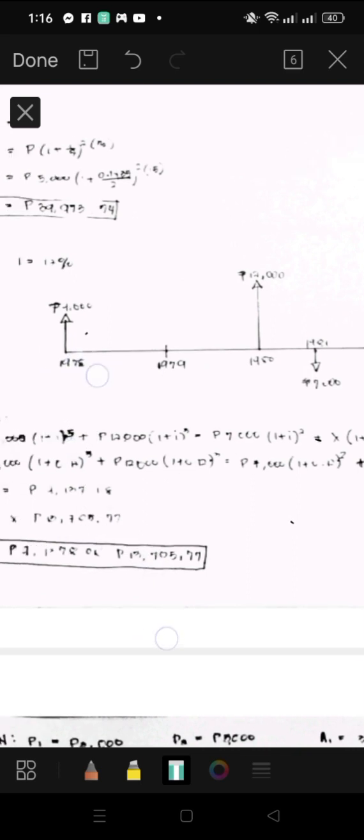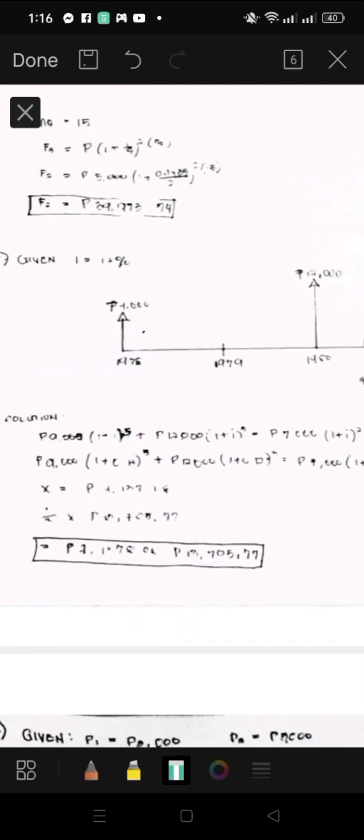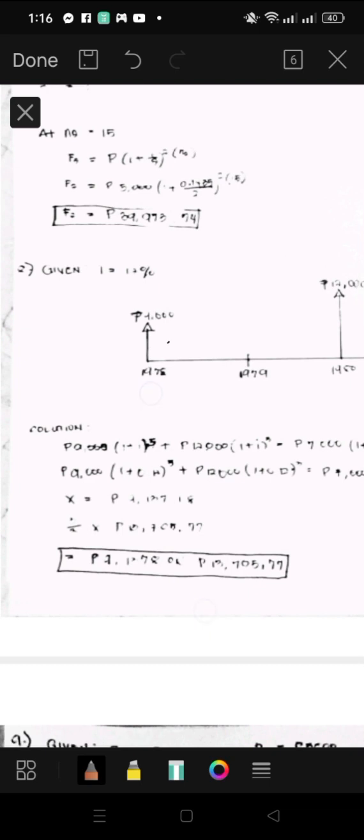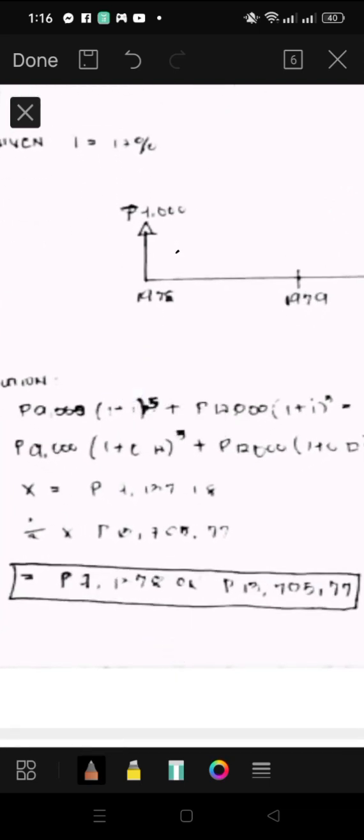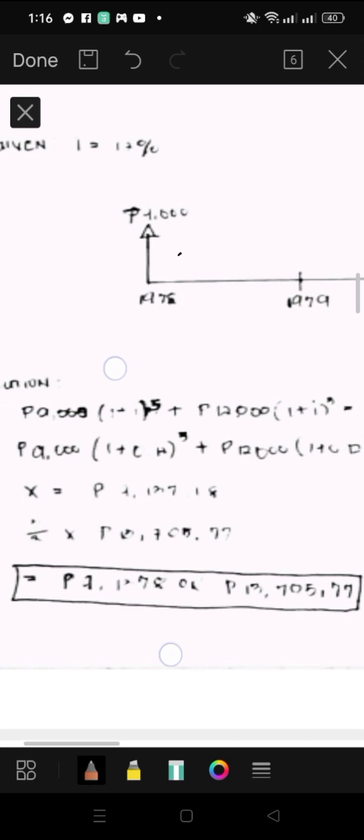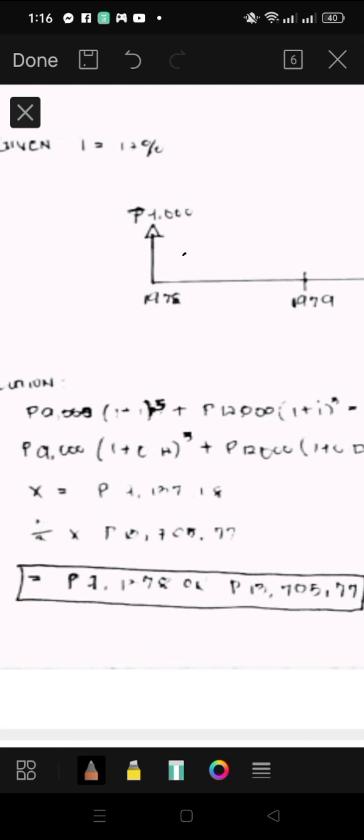So the answer of x is equal to 9,137.18, and for finding the second value, it is equal to 3x. So substitute the value obtained of x from equation 1, so that's why it works out to 13,705.77.